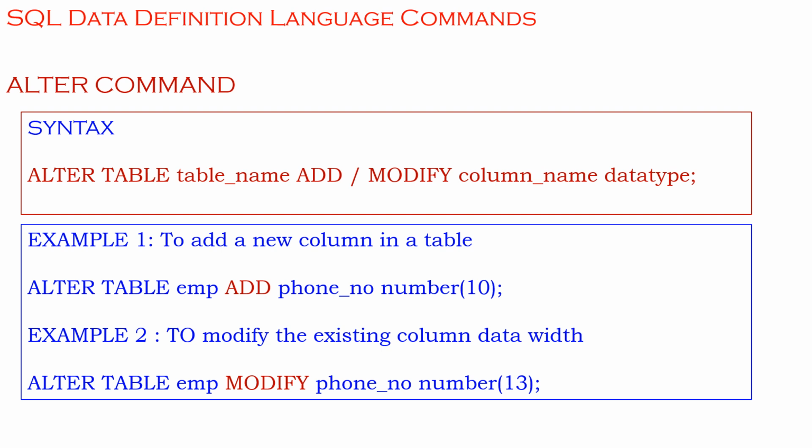In 1, you add a new column in a table. So alter table, the name of the table is M. What is the column being added? I'm adding phone number with a number data type with a width of 10. That is the restriction, the domain I'm fixing for phone number. In my example 2, I'm modifying a table. What am I modifying? The column width has been modified. So alter table M modify phone number number of 13. Earlier it was 10, and now we are increasing it to 13. So this is how I use the alter command in DDL.